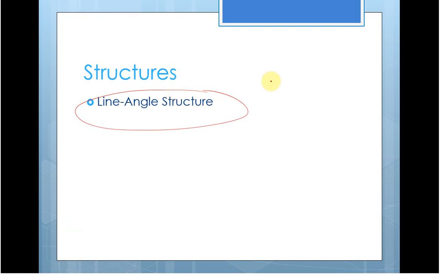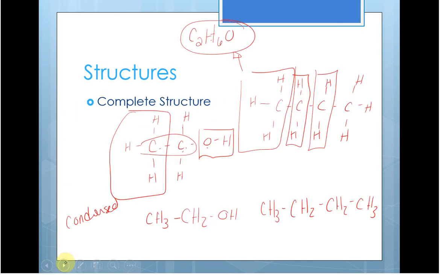And here, you're going to have a line. Anywhere there's an end of a line, you can assume there's a carbon, and each carbon is going to have a maximum of 4 bonds. So going back to this, the only atoms you have to draw in a line-angle structure are non-carbon, non-hydrogen atoms.